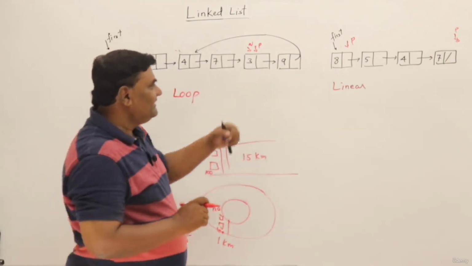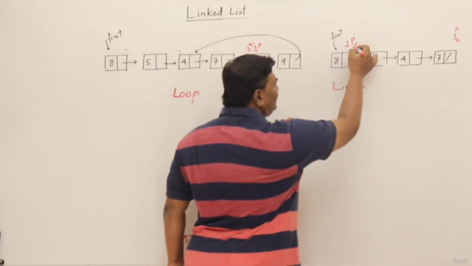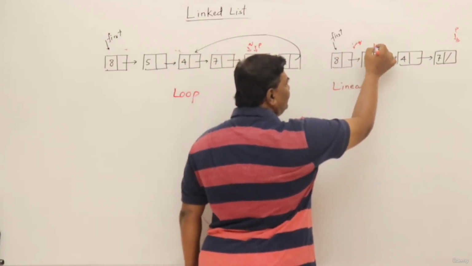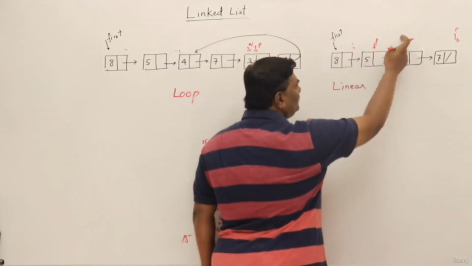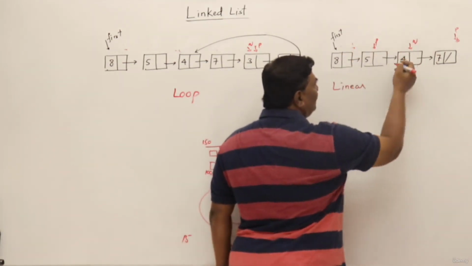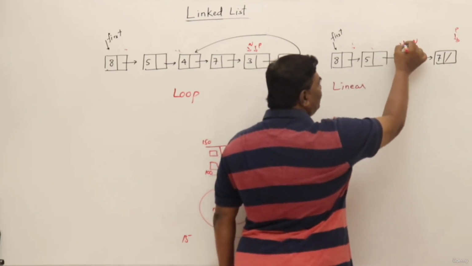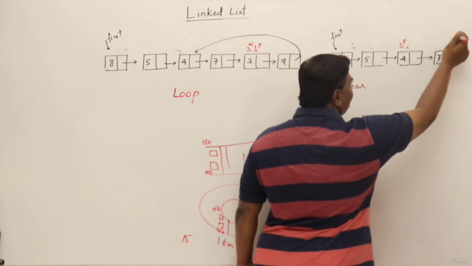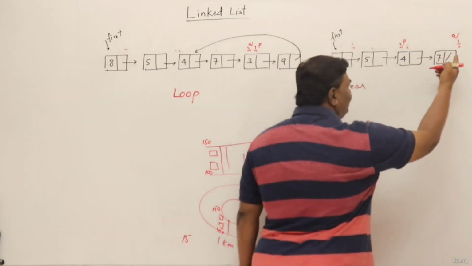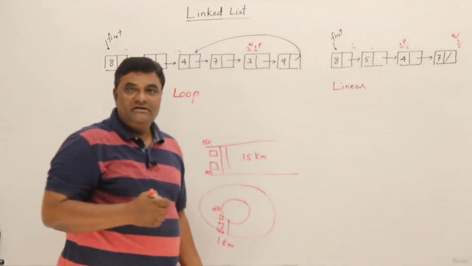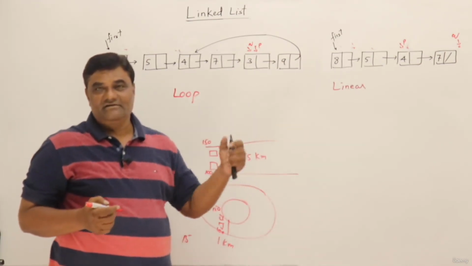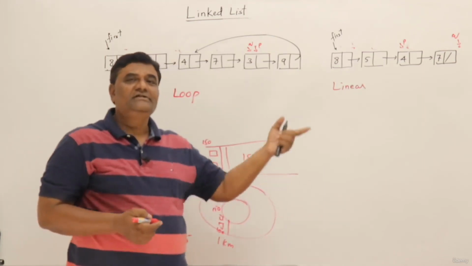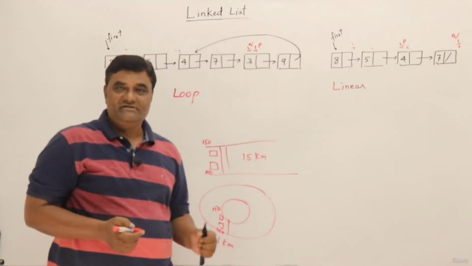Let us apply the same thing there. I have P and Q here. Now let us move P by 1 node and Q by 2 nodes. Then P by 1 node and Q by 2 nodes, 1, 2. So in the next step, Q becomes null. So if any one pointer becomes null, we should stop and say that this linked list is linear. So in a linear linked list, one of the pointers will become null. Definitely Q will become null because it is moving faster.